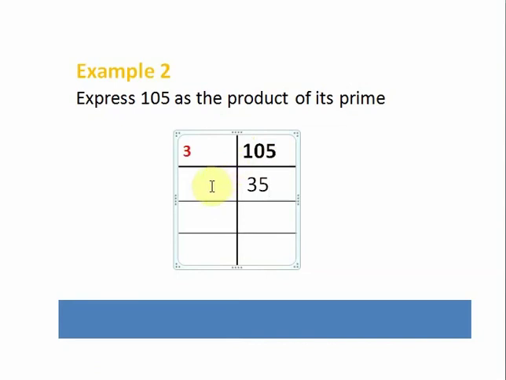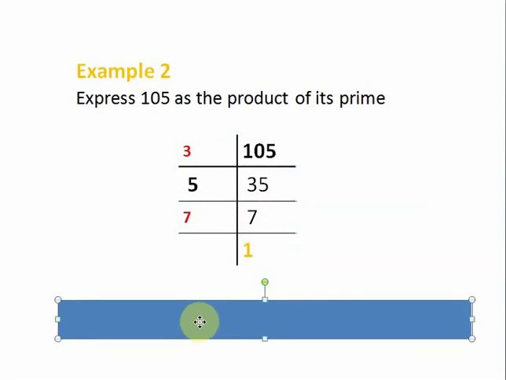So what can divide 35 without remainder? That would be 5. 5 in 35, that gives us what? 7. So which other prime number can divide 7 without remainder? Yes, 7. 7 in 7, we're having what? 1. So definitely for 105, we will have 3 times 5 times 7.